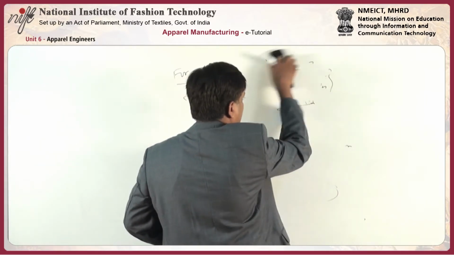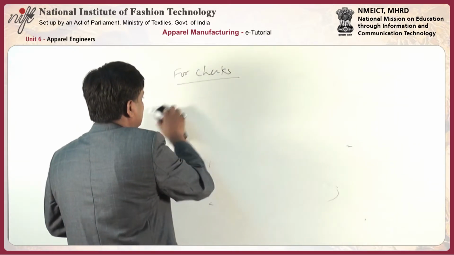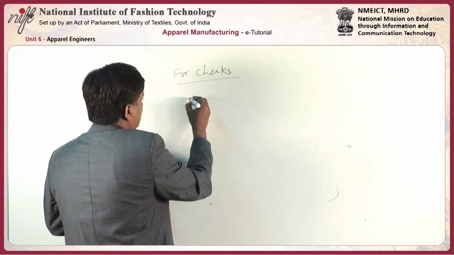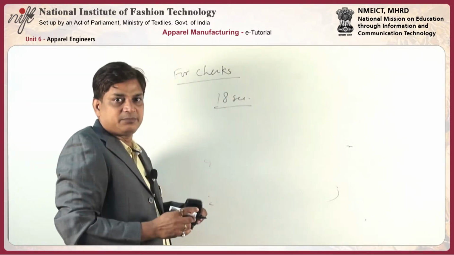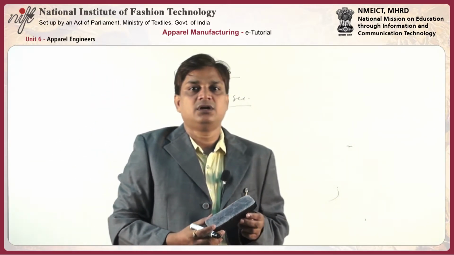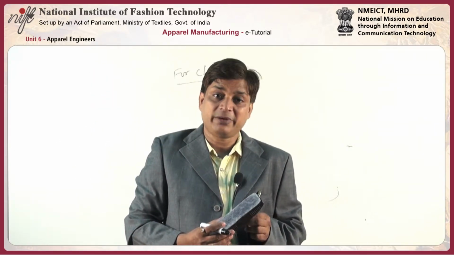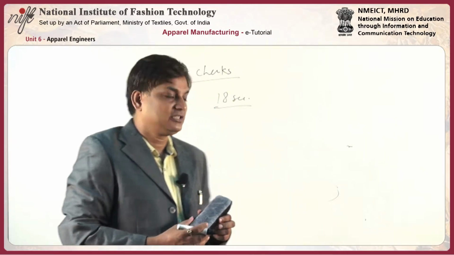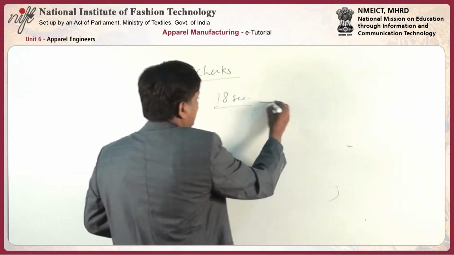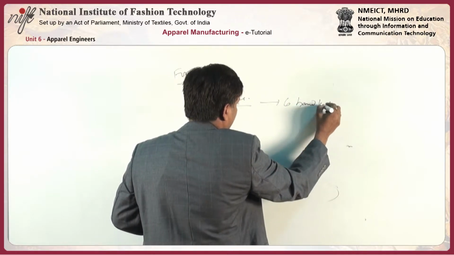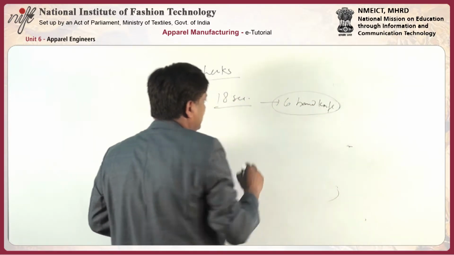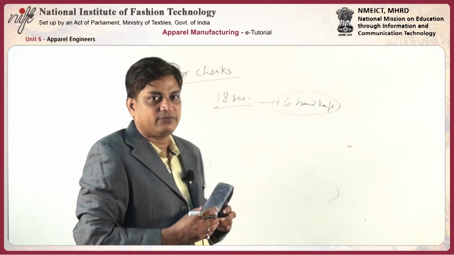So the time to cut the relayed pieces is around 18 seconds. On the band knife, the total number of band knives required will be 6. After we do the calculation, we will come to know that around 6 band knives are required for that.